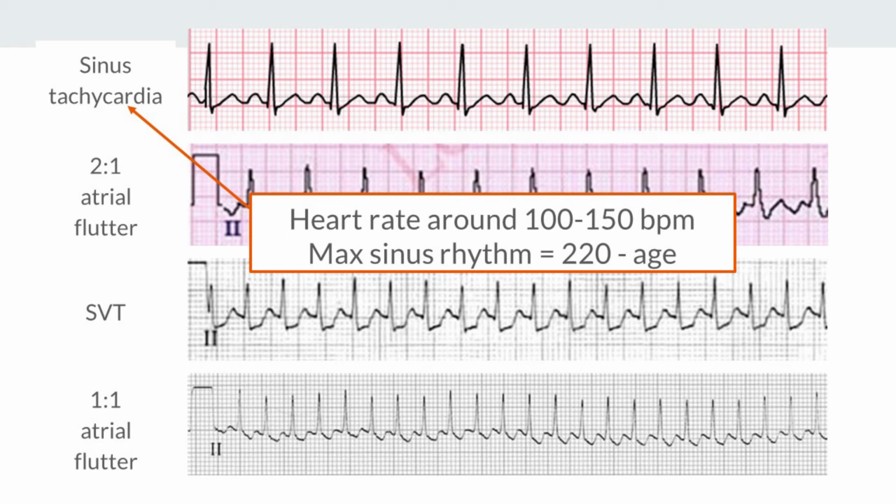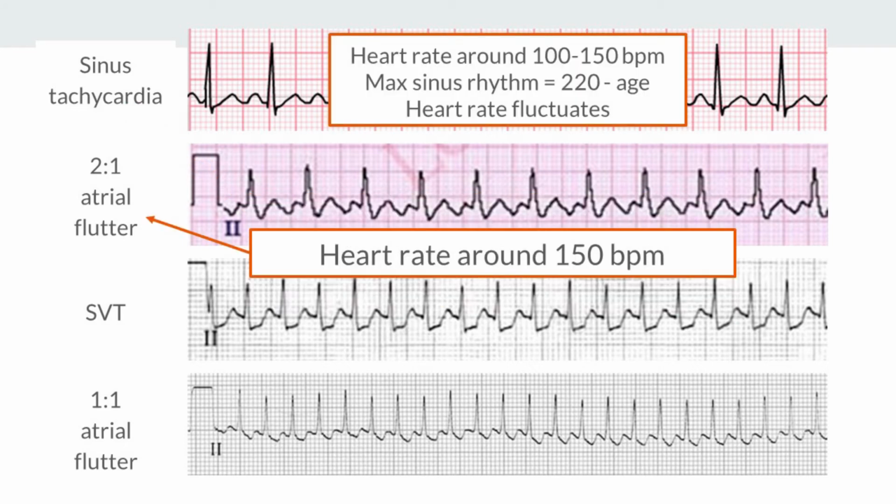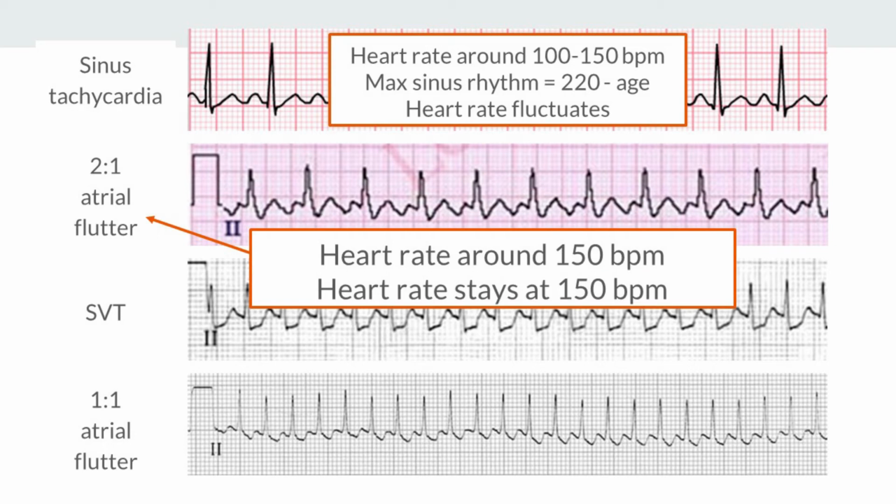If you're 60 years old, that number drops down to about 160 beats per minute. Also, for someone in sinus tachycardia, their heart rate will tend to wander. For example, a rate of 150 may move around from 150 to 152, 154, 151, and so on. Patients in 2-to-1 atrial flutter, for whatever reason, tend to have a heart rate of 150 beats per minute, and their heart rate will be very steady, staying at exactly 150 beats per minute.